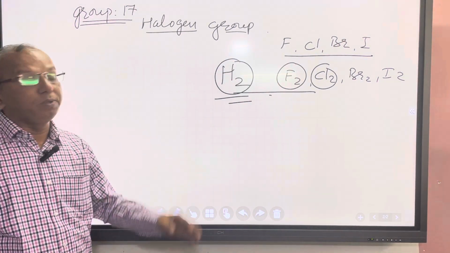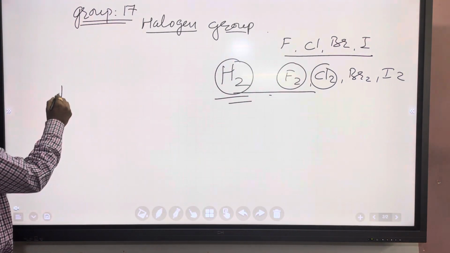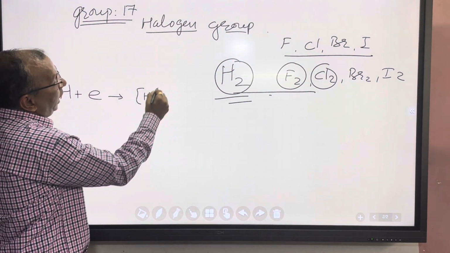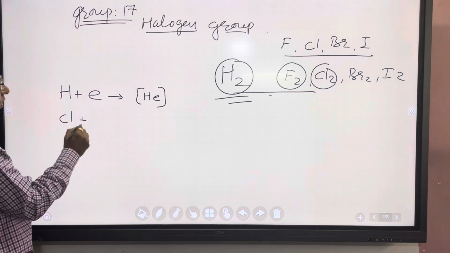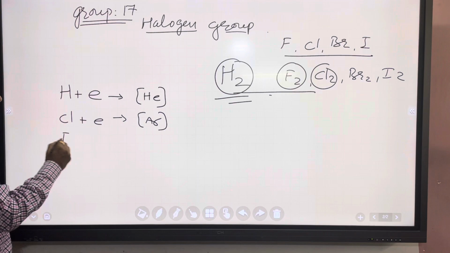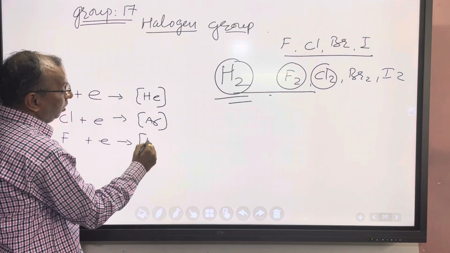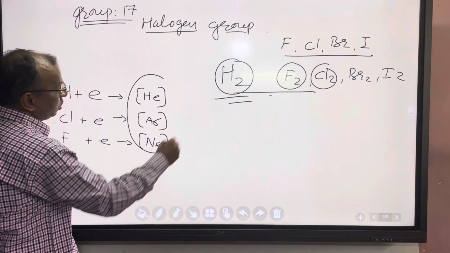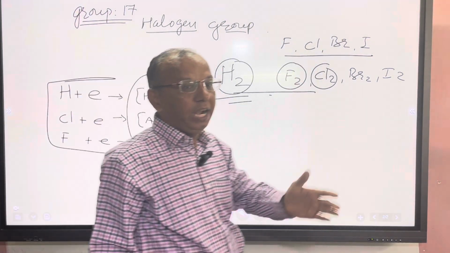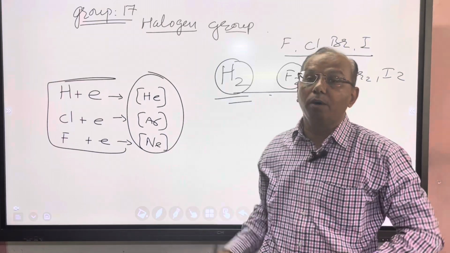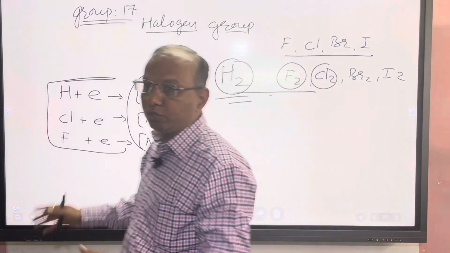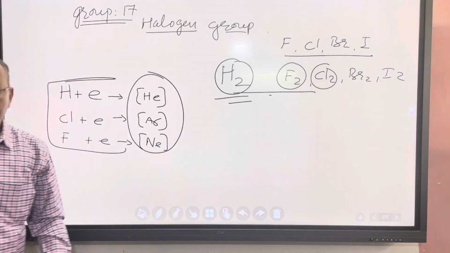And also, friends, we can consider that if hydrogen gains one electron, it will become helium-like. Similarly, if chlorine gains 1 electron, it will become argon-like. If fluorine gains 1 electron, it will become neon-like. So this is also a similarity we can consider. All these elements gain 1 electron and attain an inert-gas electronic configuration. So this allows us to put hydrogen in group number 17.